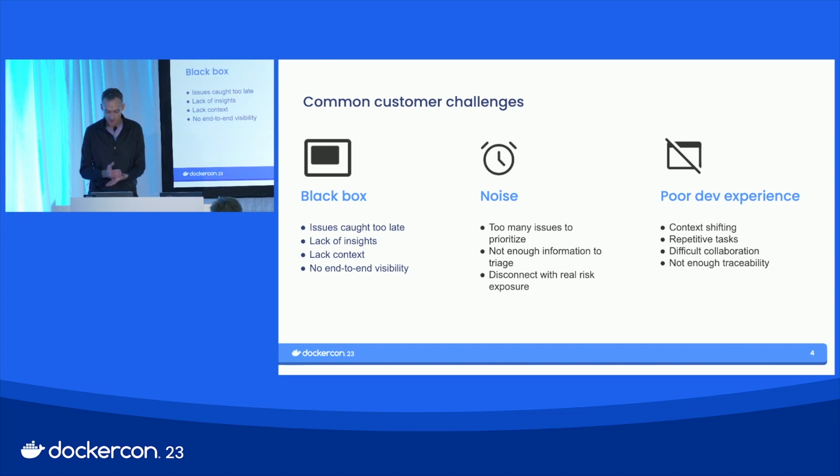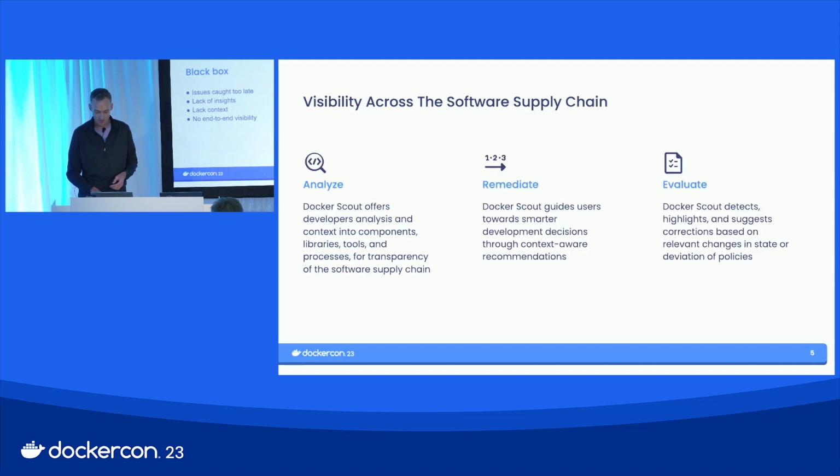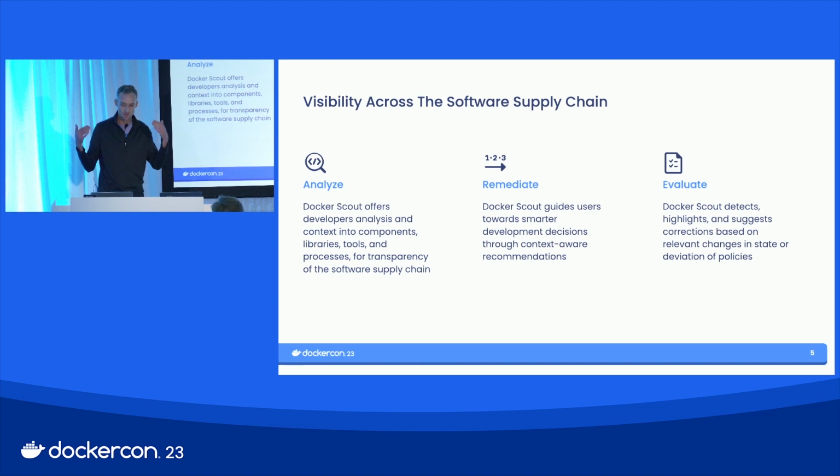And then, when we think about poor developer experience and all of the context shifting that goes into trying to secure the software supply chain more successfully, you end up with really repetitive tasks and jumping between a lot of different point solutions, difficulty of collaboration between development teams and security teams, and not enough traceability to have an effective mechanism to track everything end to end through all of these processes.